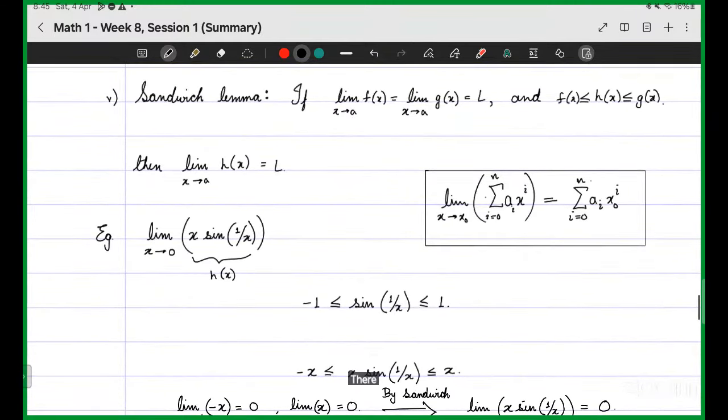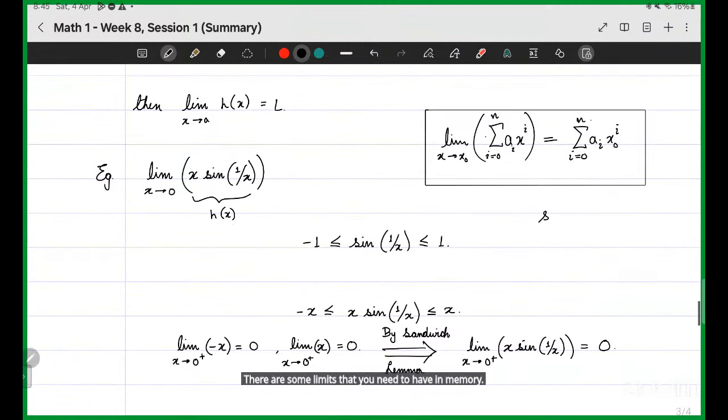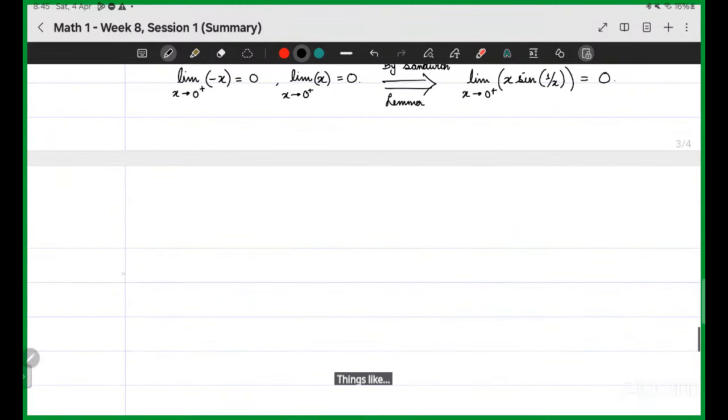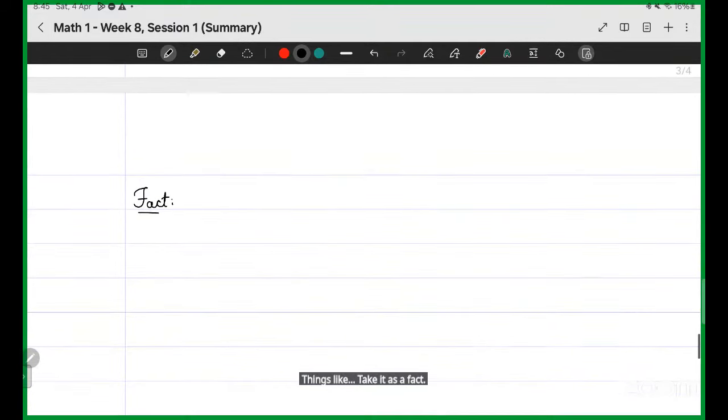There are some limits that you need to have in memory. Take it as a fact and do not question it. It is not too hard to prove this properly, but we are not going to do it.